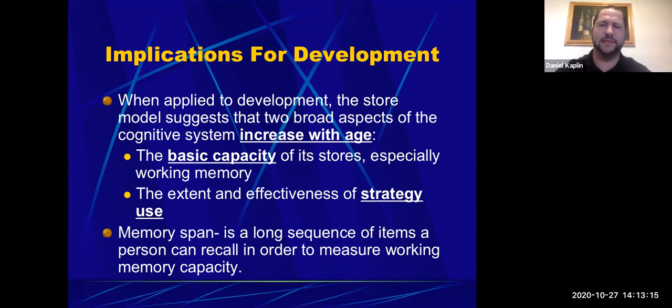So what's the implication? How does this relate to developmental psychology? Well, we know that this system becomes more elaborate with age. So how does that work? How is it that our memory becomes more elaborate with age? Well, number one, our basic capacity increases, and the strategies we use to store a memory become more efficient, and we know how to use it better.